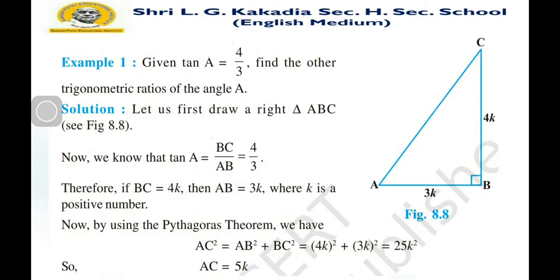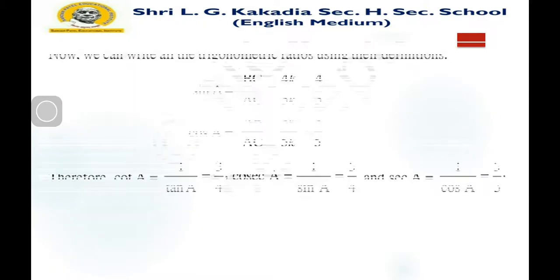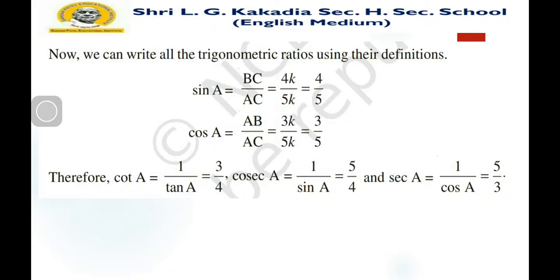Now we have the measure of the sides, so we can easily find all the ratios using their definitions. Sin A is the opposite side of angle A upon hypotenuse, BC upon AC, which is 4K upon 5K, equal to 4 upon 5. Cos A, adjacent side upon hypotenuse, is AB upon AC, which is 3K upon 5K, equal to 3 upon 5.